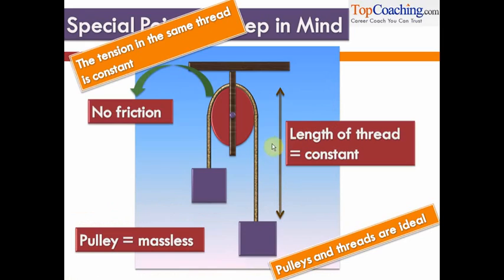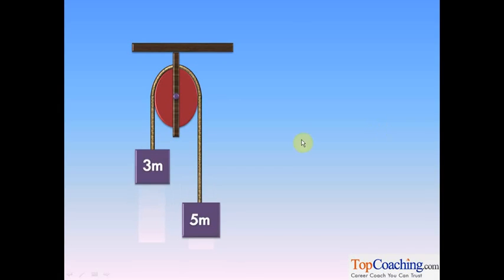Another interesting fact that we will assume is that the tension in the same thread is constant. You see, the tension in the same thread is constant if the thread is massless. We have already assumed that the thread is massless, the pulley is massless. So the tension in the same thread will also be assumed to be constant. So the tension force here on this block on the left will be the same as the tension force here on this block. So these are some assumptions that we will keep in mind as we solve problems related to pulleys in this chapter. Let's now move on and solve some problems.